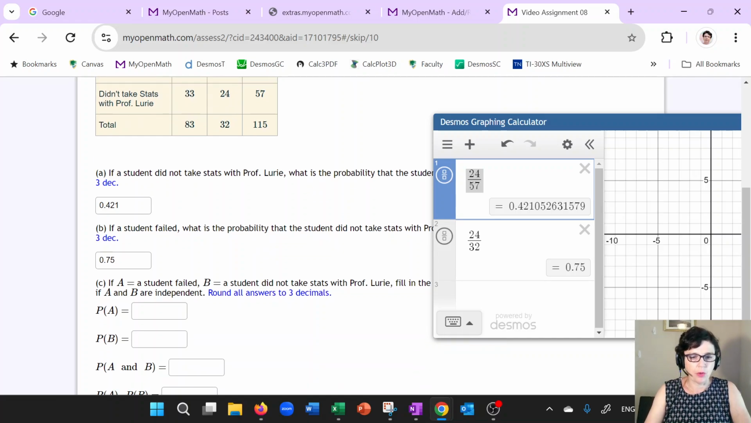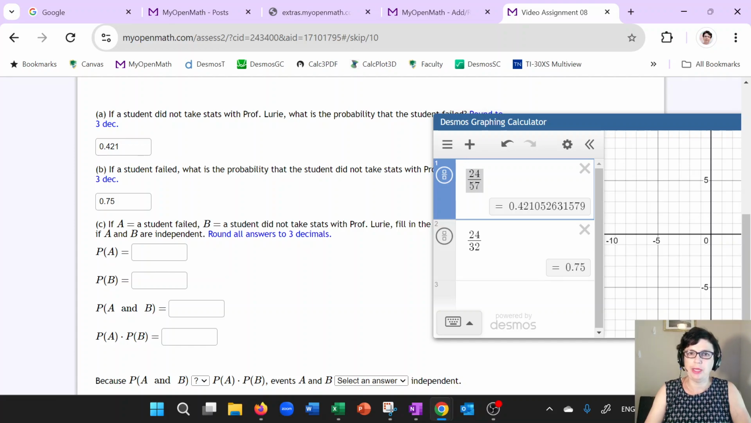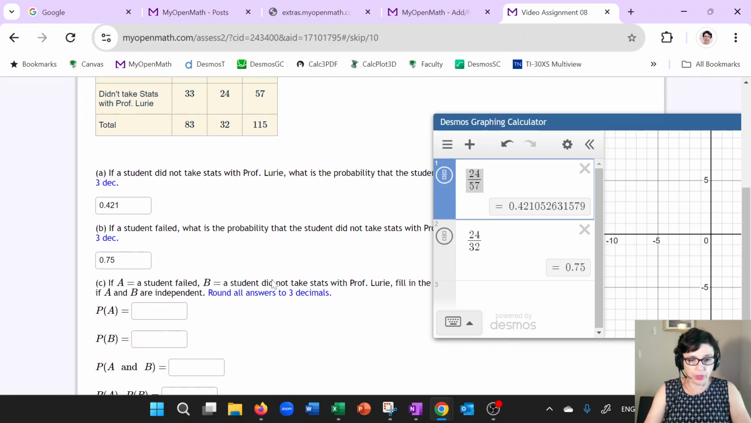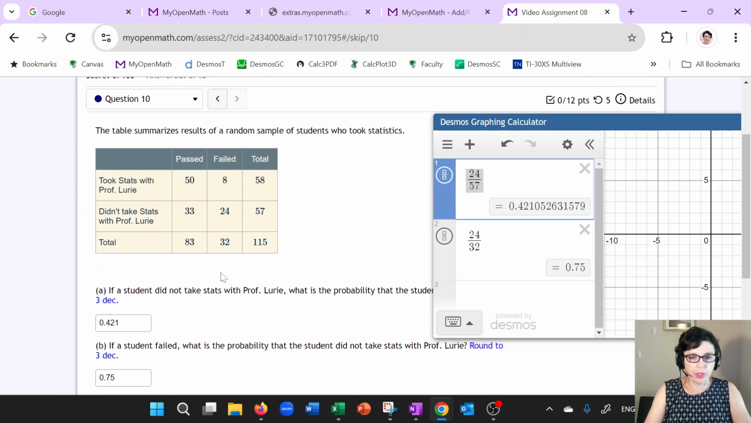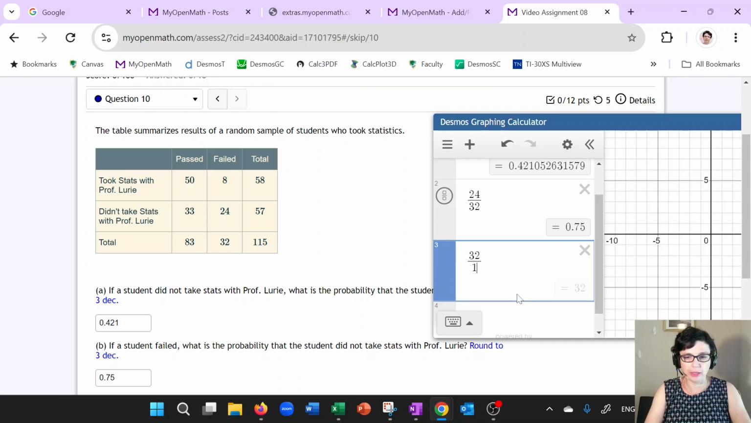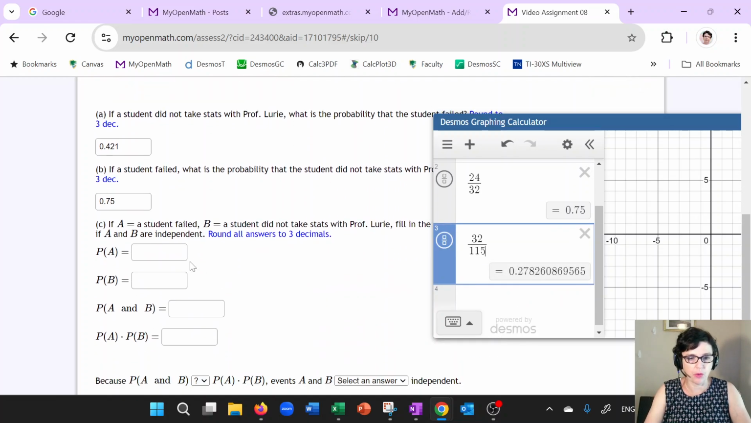Now, looking at the next set of questions, these are not conditional. So if it's a not conditional question, you are always dividing by the grand total. Every one of these will have a bottom of 115. And the top should match whatever the condition is. So if we want to find the probability of A, where A is a student failed, we want to see how many students total failed, 32, and divide by the grand total. So do not divide by the condition now, because this is not conditional but a regular probability.